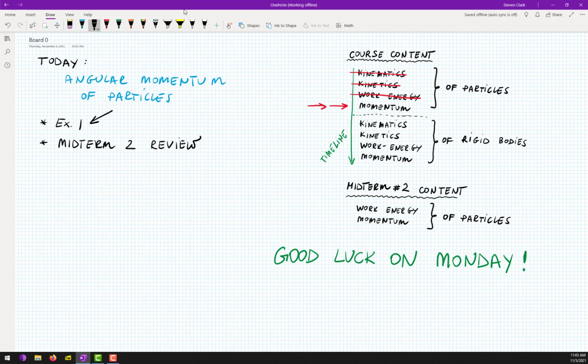Midterm 2 content is work energy and momentum of particles, and more details on that later today.